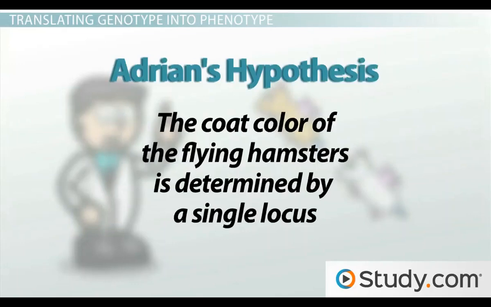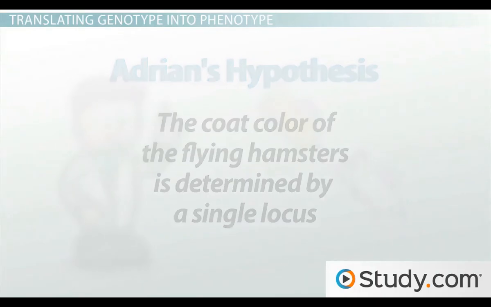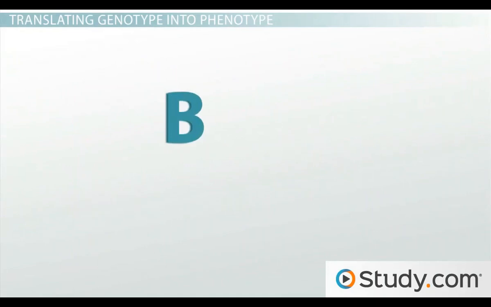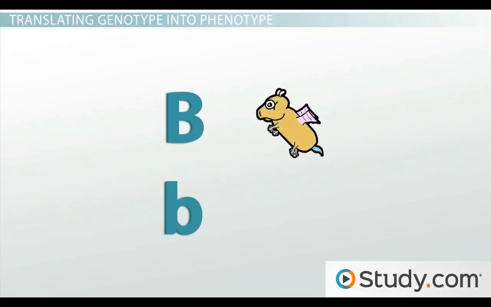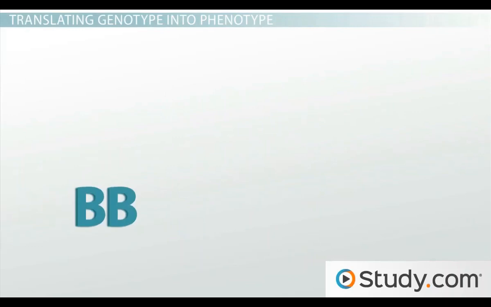Now, let's remember that Adrian hypothesized that the coat color of his hamsters was determined by a single locus. So let's apply our new knowledge of alleles so that we can refine this hypothesis a little bit. Now let's say that the big B allele represents brown, and we'll have the little b represent white. So let's see then what's going to happen in the case of the 3 different genotypes that a hamster can have. So it should be fairly obvious that if I have 2 brown alleles, I should produce a brown hamster.